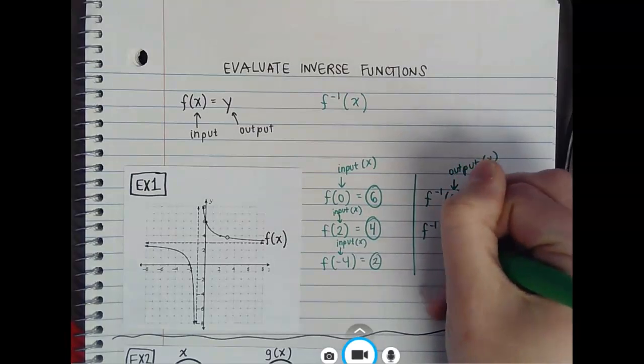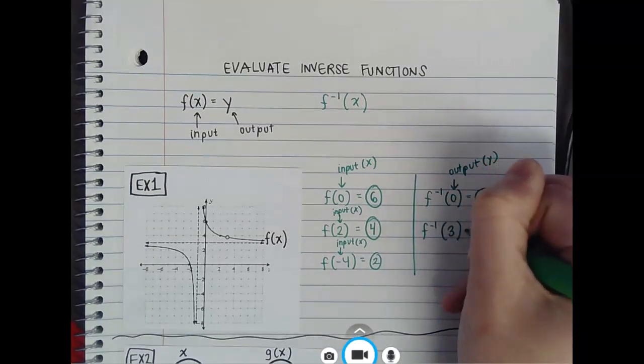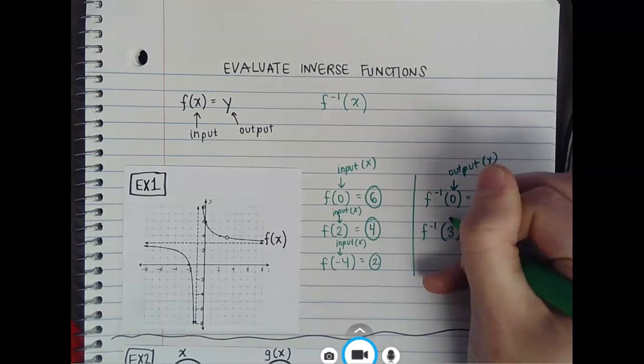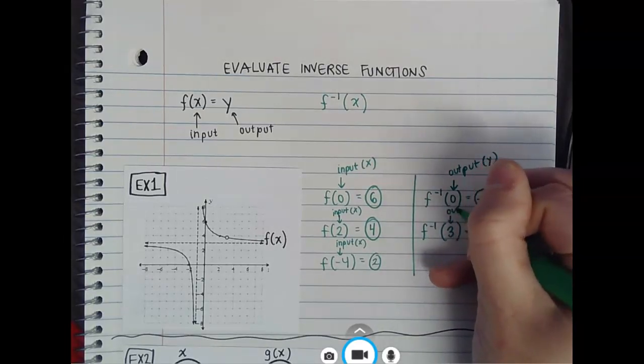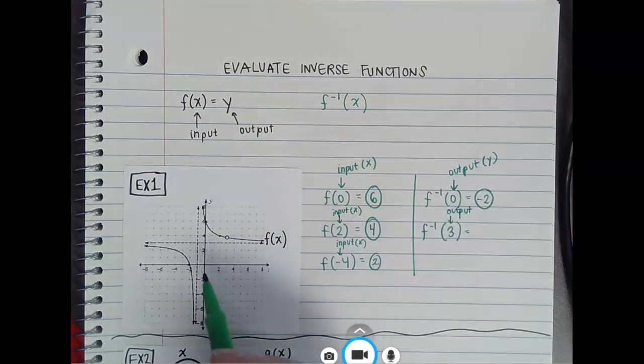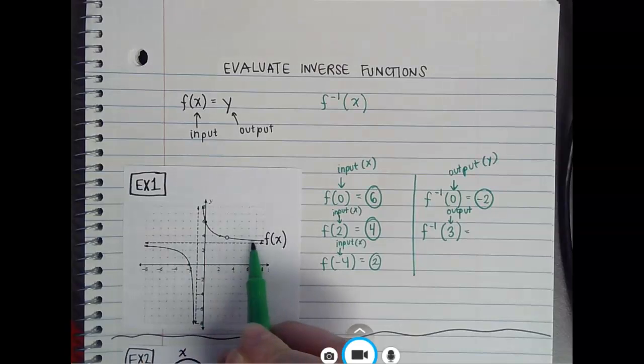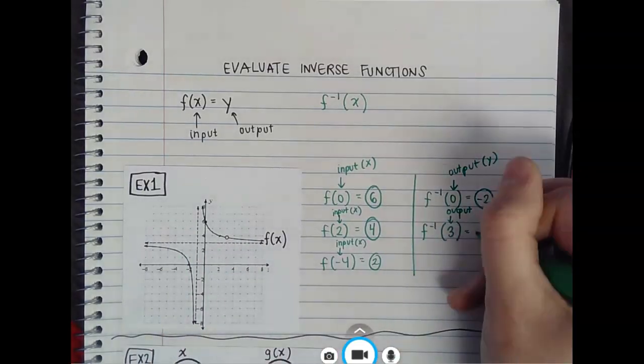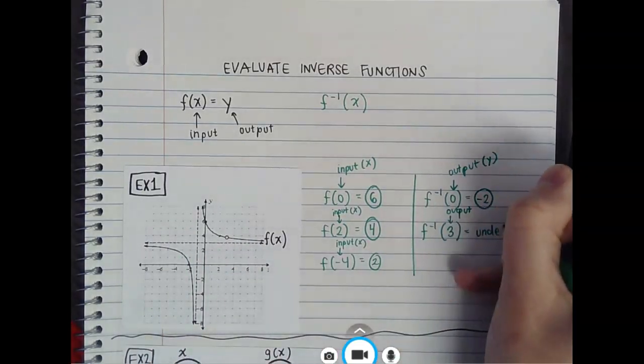The inverse of f of 3 means 3 is an output on my original function's graph. An output of 3. 1, 2, 3. Oh, there's a horizontal asymptote there, so undefined.